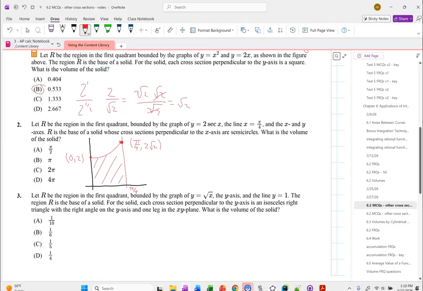The region bounded by those two lines in the x and y axes. And it says our cross sections are perpendicular to the x-axis. So we should be slicing vertically, right? So we're integrating with respect to x. Now it tells us that the cross-section shapes are semicircles. So what's the area there for a semicircle? 1/2 pi r squared.